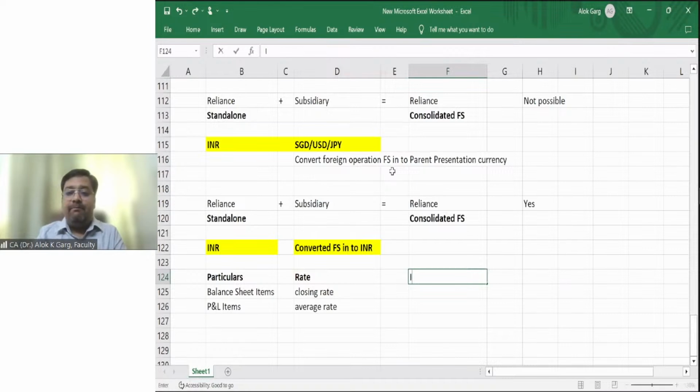Sir, where will the impact go? The impact, the exchange gain or loss, will go to the foreign currency translation reserve in OCI. FCTR in OCI.